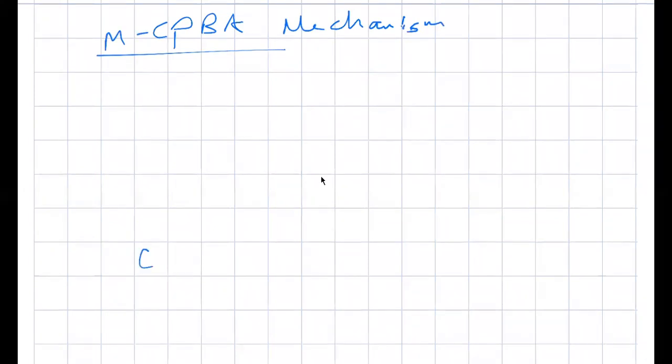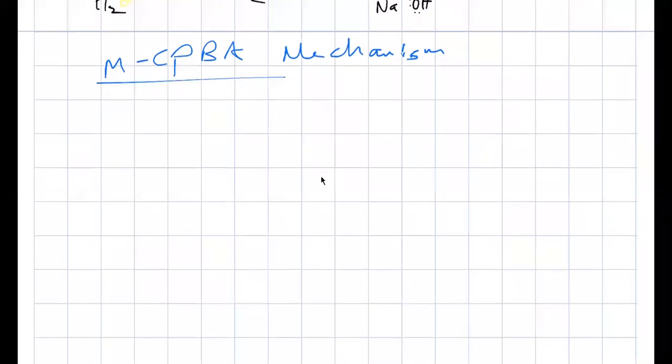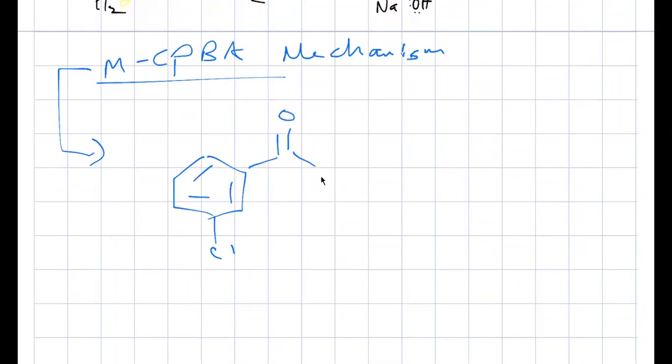All right, so the mCPBA mechanism. It's a little different because there's no base or anything like that. So here's my alkene. Well, first let me show you what mCPBA is. So mCPBA is here. That's the structure of mCPBA, right?